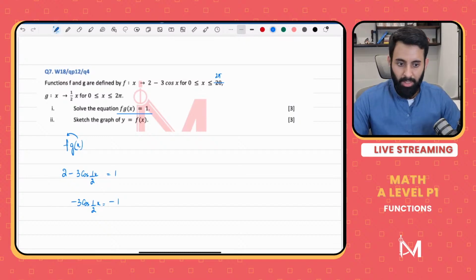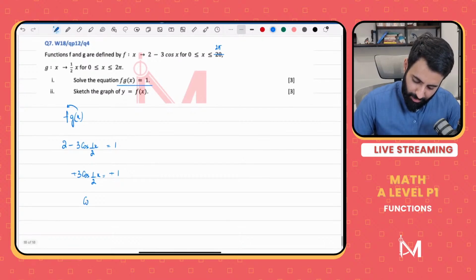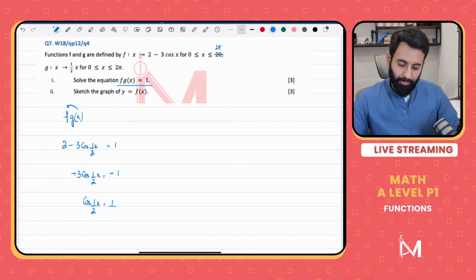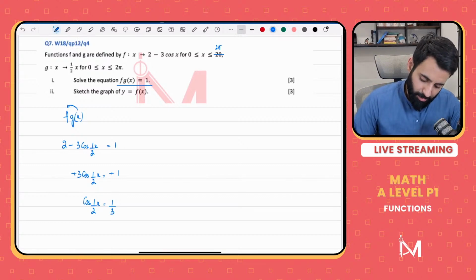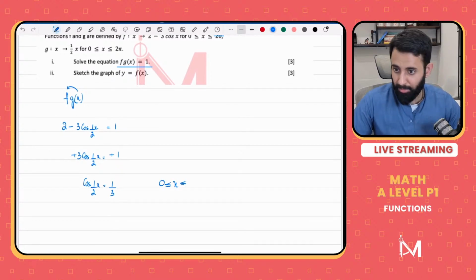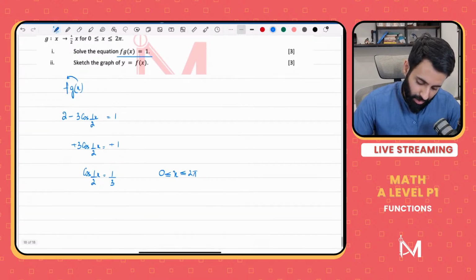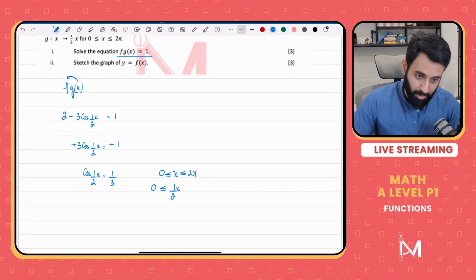Now, as we solve this further, minus minus cancel. And we're looking at cos of half x, which is equal to 1/3. Okay. Now, what's the range? The range for both is from 0 to 2 pi. So the range of x is from 0 to 2 pi, but the equation that we are solving is actually cos of half x. So that means we'll have to alter the range. So it's going to be from 0 to pi.